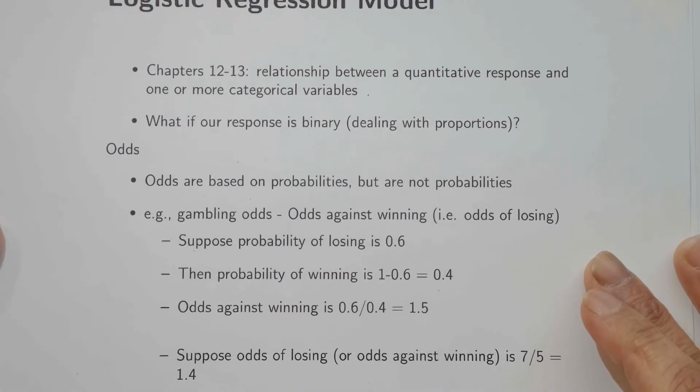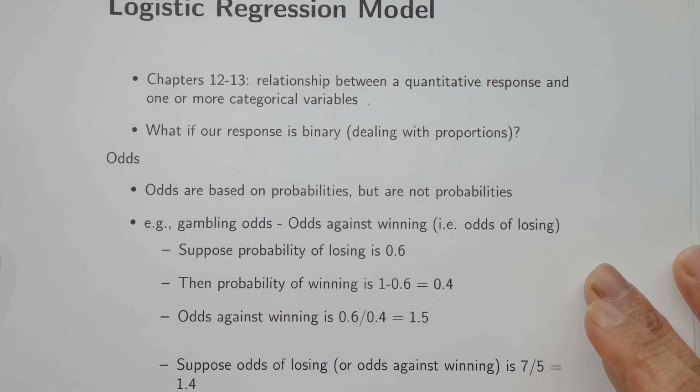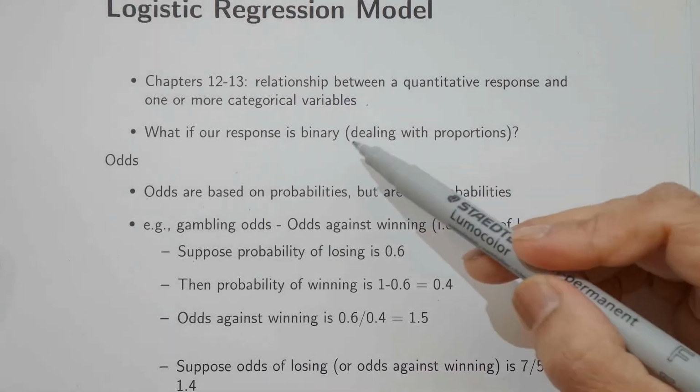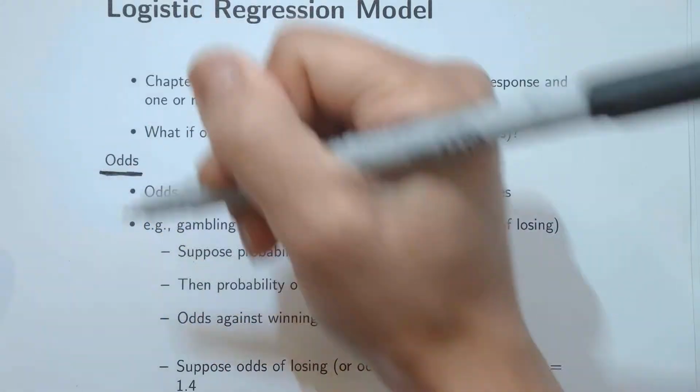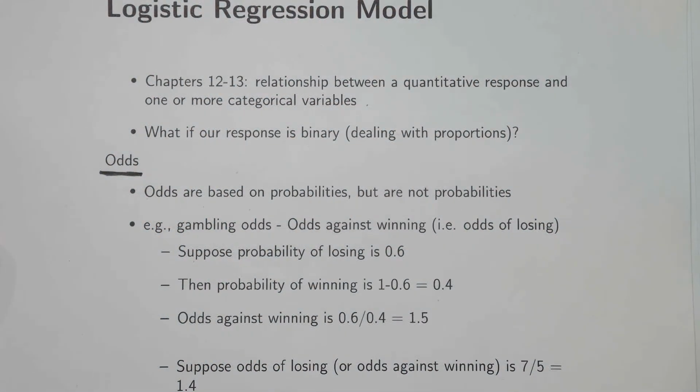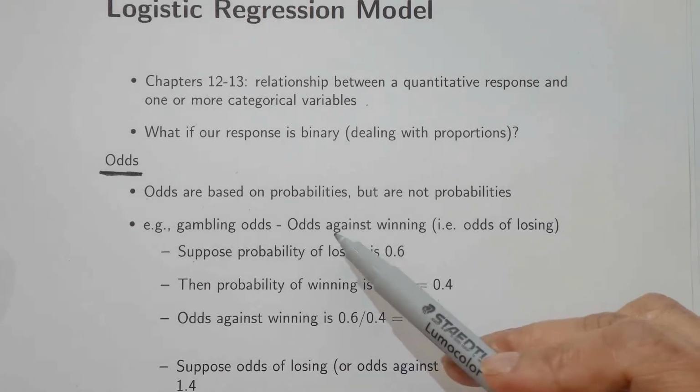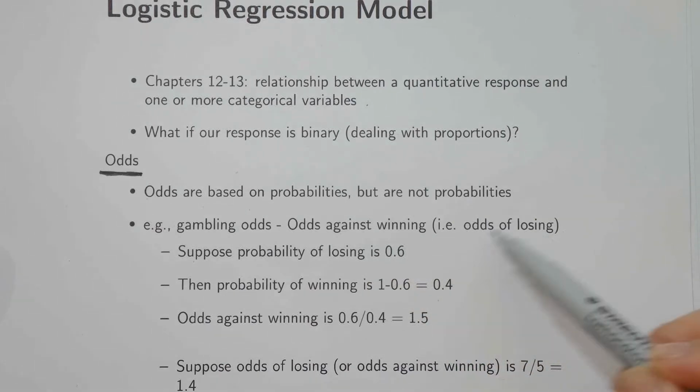So the first point to make is that when we are dealing with a binary response, we often talk about the odds, the odds of something happening. These odds are based on probabilities, but they are not probabilities themselves. So consider this example from gambling, where a bet is made and you want to calculate the odds against winning. In other words, the odds of losing.